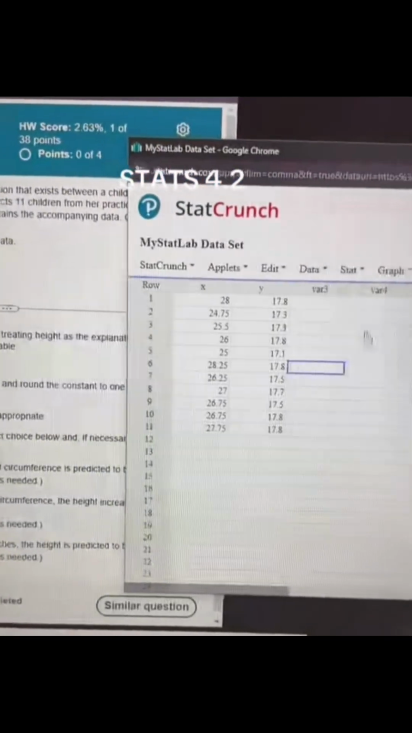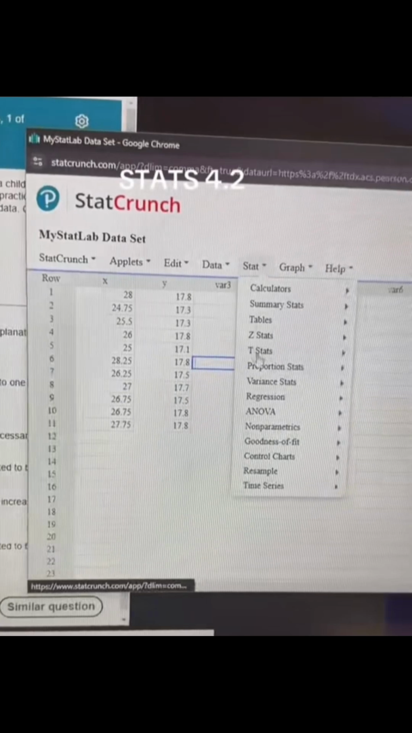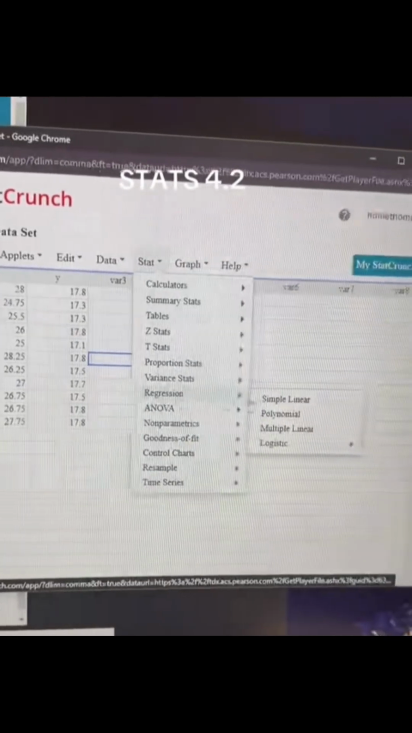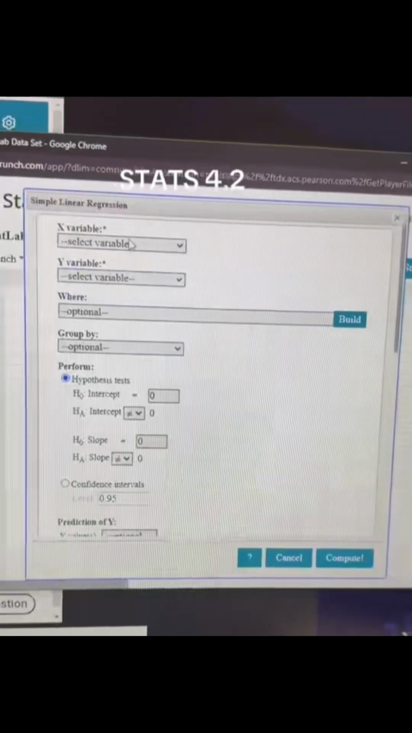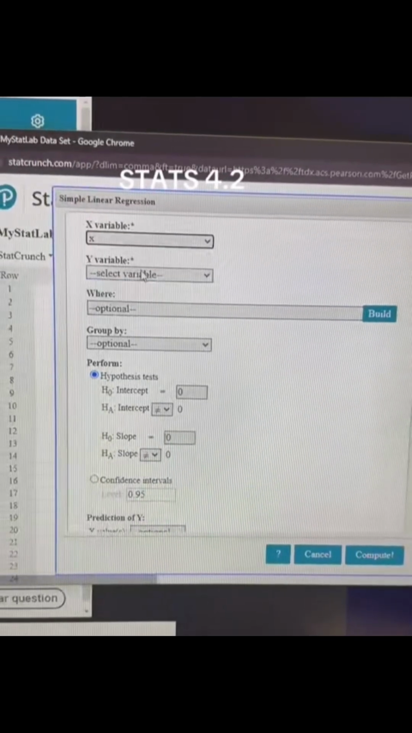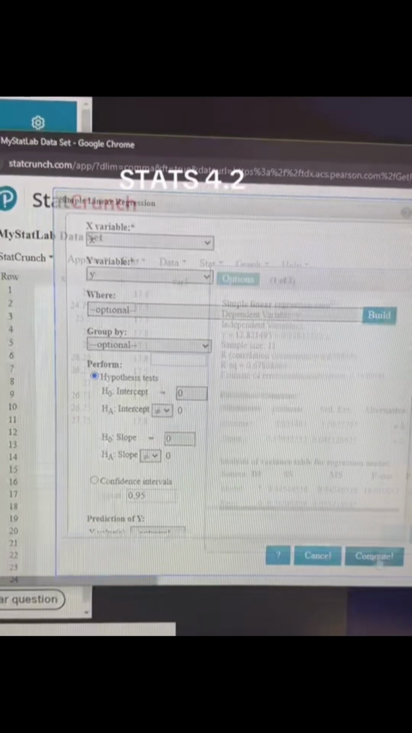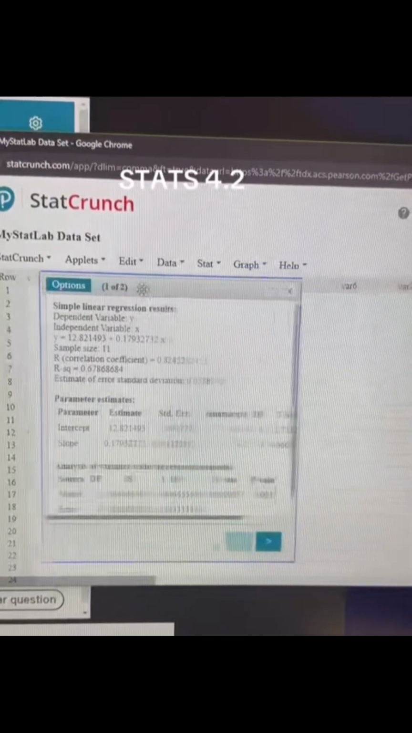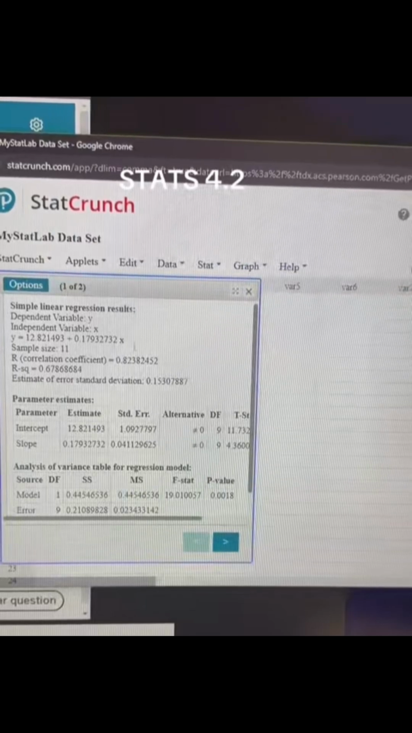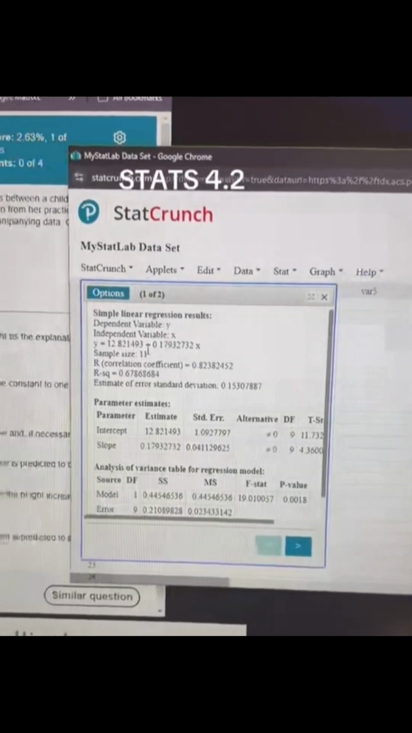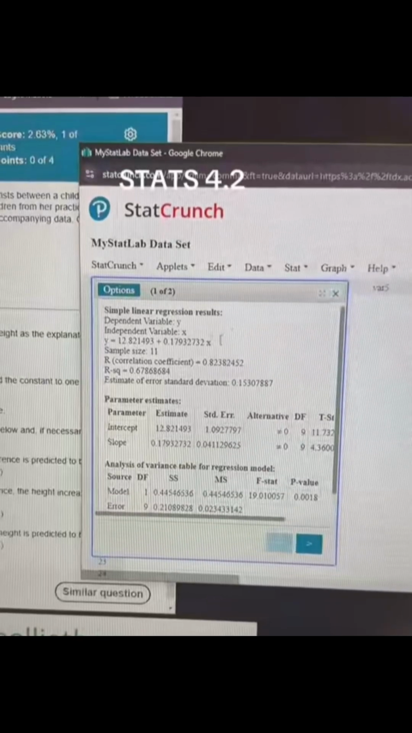plus B form. So go to Stat, Regression, Simple Linear. Then I have X, Y, Compute. And then it doesn't look like everybody else's where it had a really long line and it was really confusing. What you need to know is, it's this line right here.